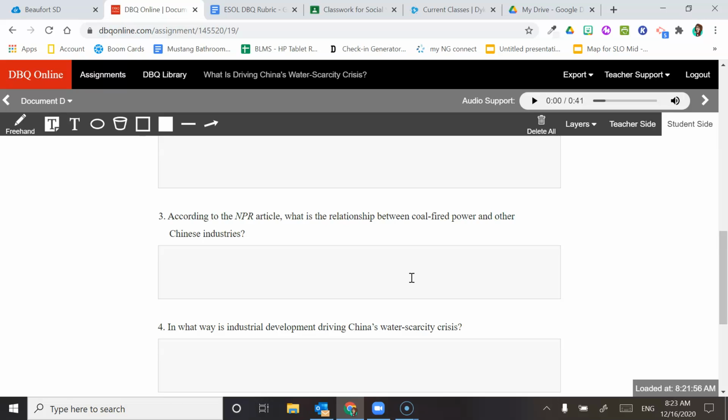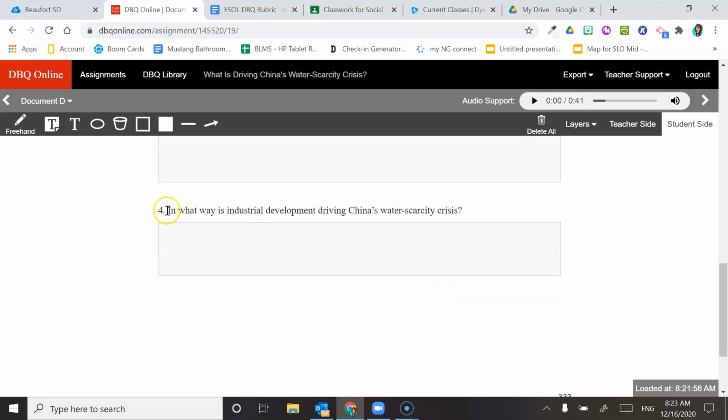According to the NPR article, what is the relationship between coal-fired power and other Chinese industries? So we know that coal-fired power is what gives electricity to the other industries. Without the coal-fired power, those other industries couldn't operate because they depend on electricity. And then number 4, once again, in what way is industrial development driving China's water scarcity crisis? I'm not going to go over that with you because that is your opinion. That is your argument.